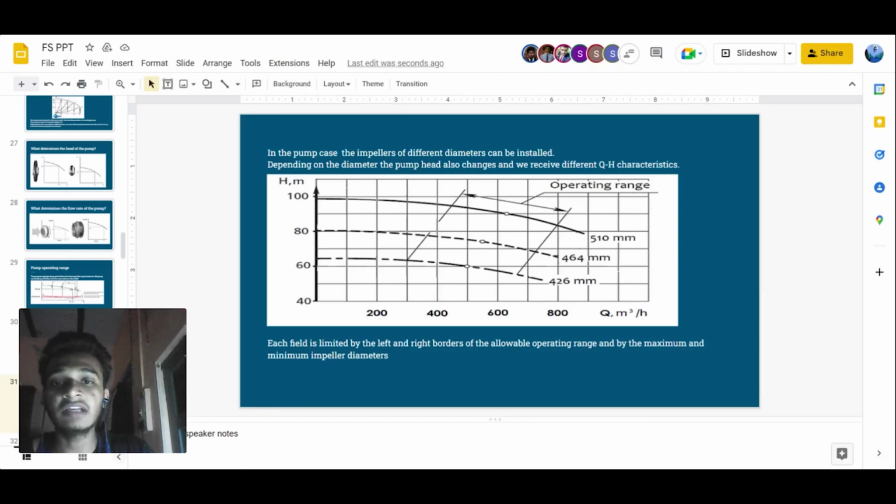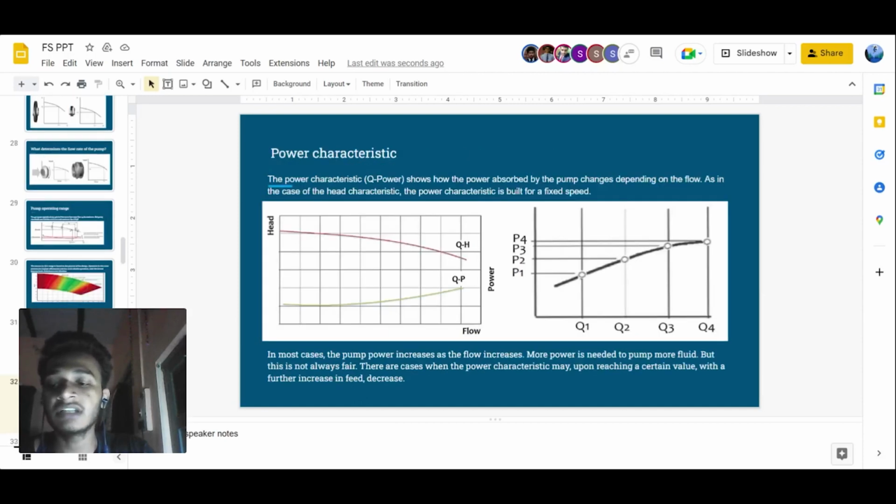In the pump case, the impellers of different diameters can be installed. Depending on the diameter, the pump head also changes and we receive different flow head characteristics. Each field is limited by the left and right borders of the allowable operating range and by the maximum and minimum impeller diameters. The power characteristic shows how the power absorbed by the pump changes depending on the flow.